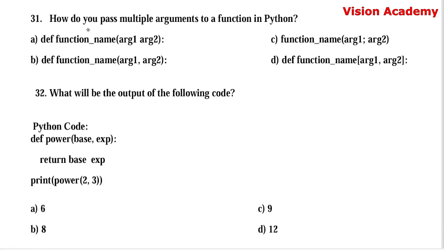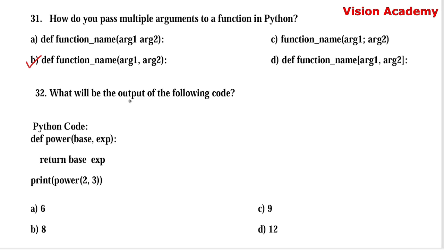Question number 31. How do you pass multiple arguments to a function in Python? Option A, def function name argument 1 argument 2. B, def function name argument 1 comma argument 2. C, function name argument 1 semicolon argument 2. D, def function name in a square bracket argument 1 comma argument 2. Here option B is the right answer.